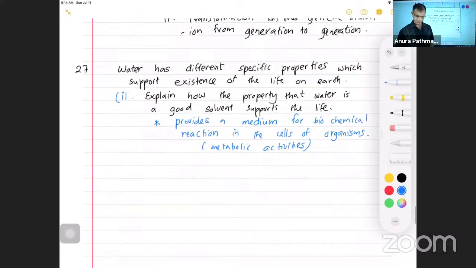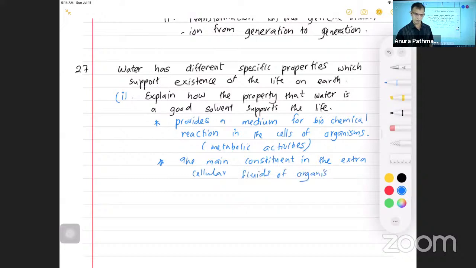And the second one: it is the main constituent in the extracellular fluids of organisms.